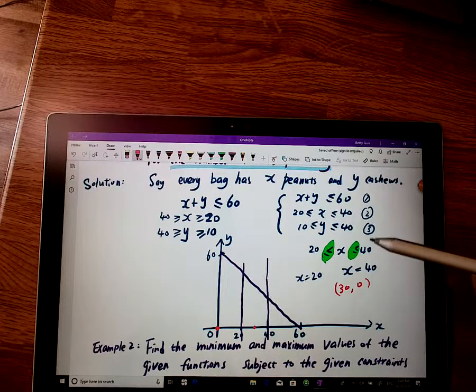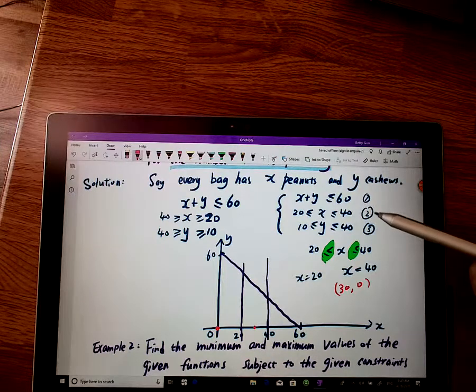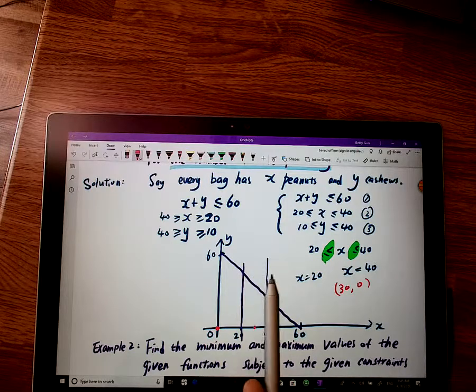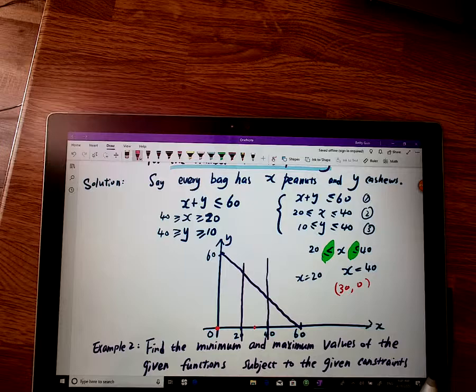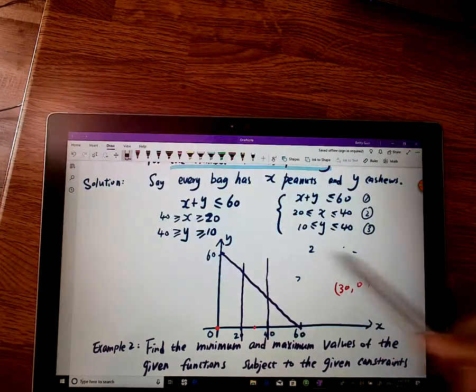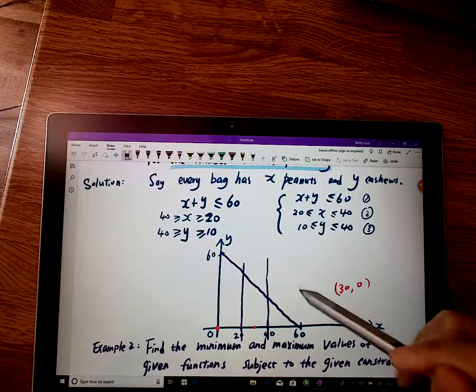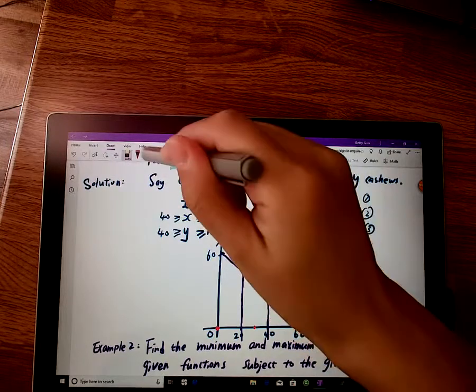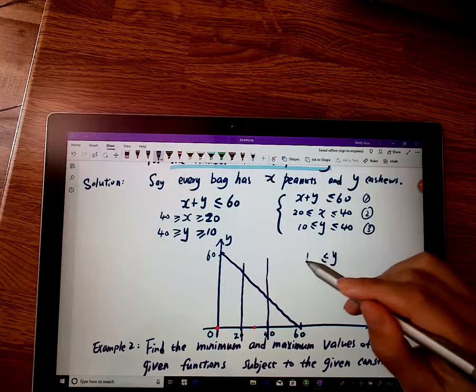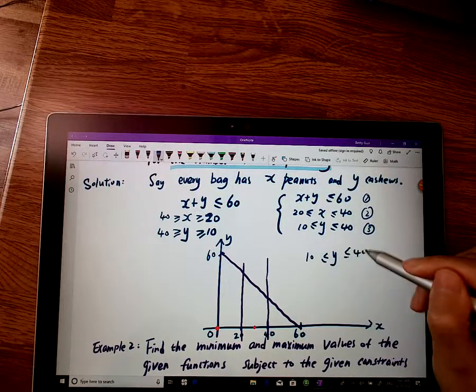One more time, the solution set of inequality number 2 is the region between the two vertical straight lines, including the points on the two vertical lines. Am I clear about that? Number 3 only has a y variable. Number 3: y is greater than or equal to 10 and less than or equal to 40.